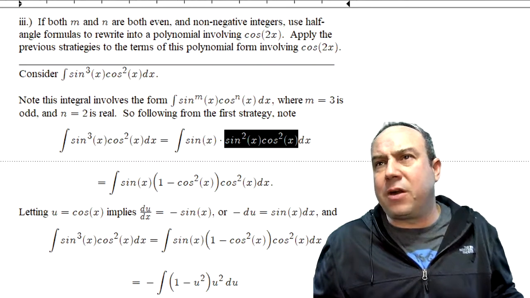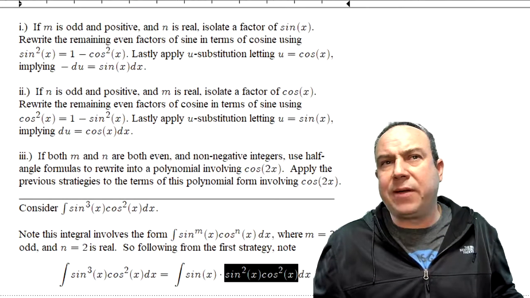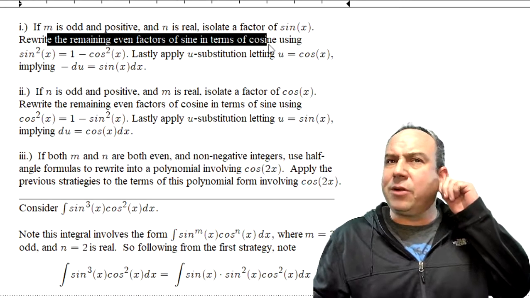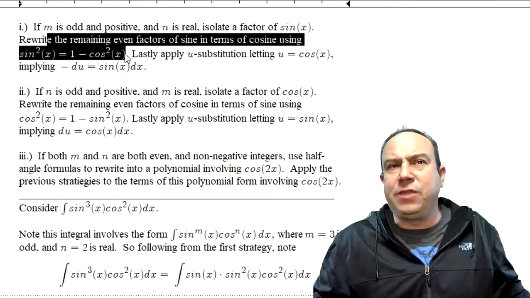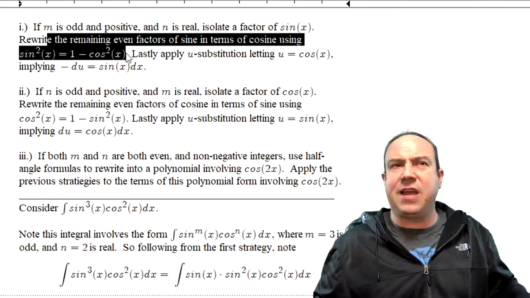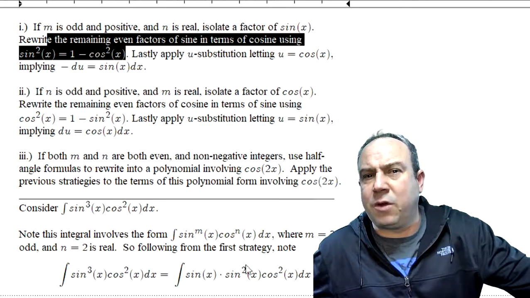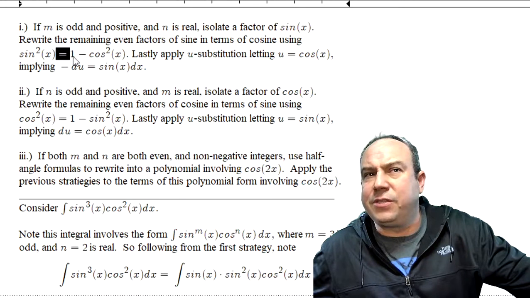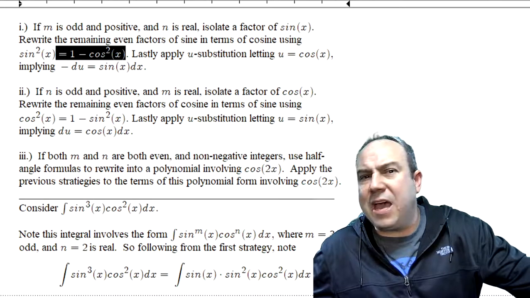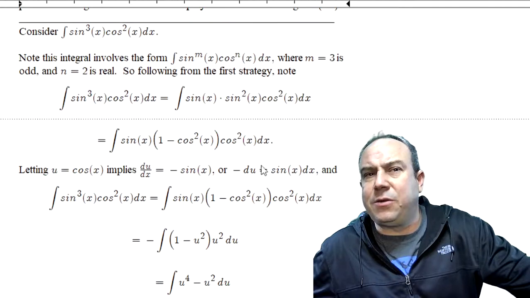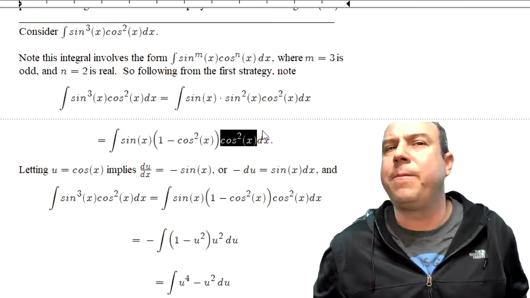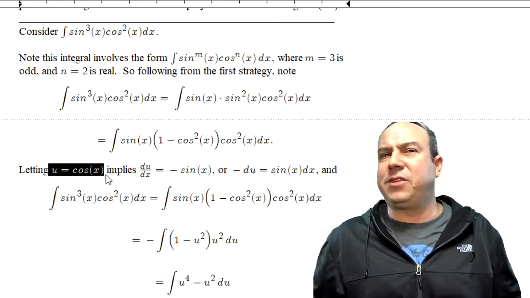The next part of the strategy tells us to rewrite that remaining even factor of sine in terms of cosine using this Pythagorean identity. That sine squared of x is 1 minus cosine squared of x. So if we substitute that in, we'd have the sine of x times 1 minus cosine squared of x times cosine squared of x. And then we do a u substitution.